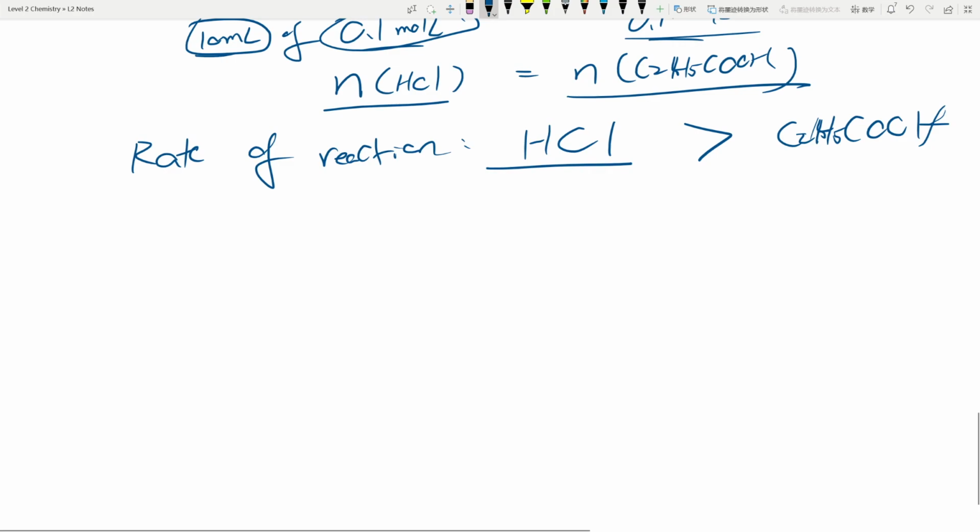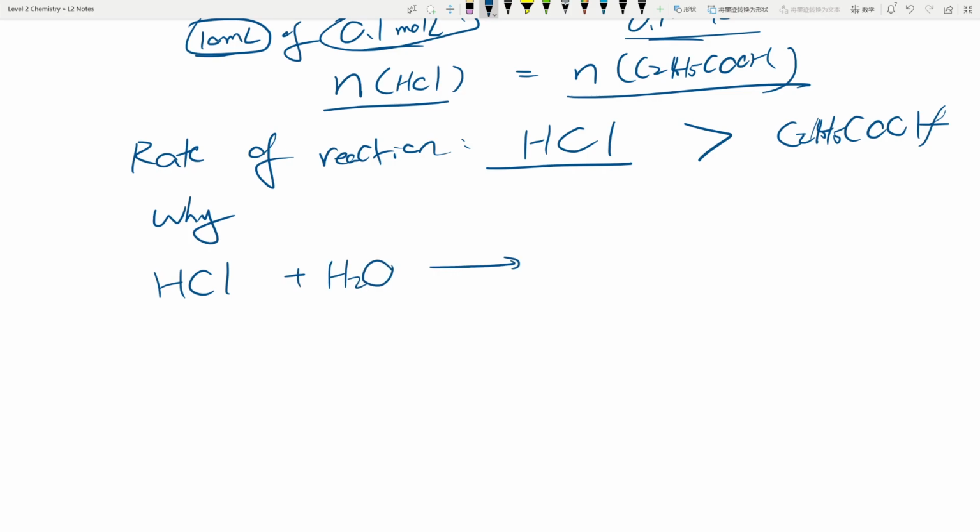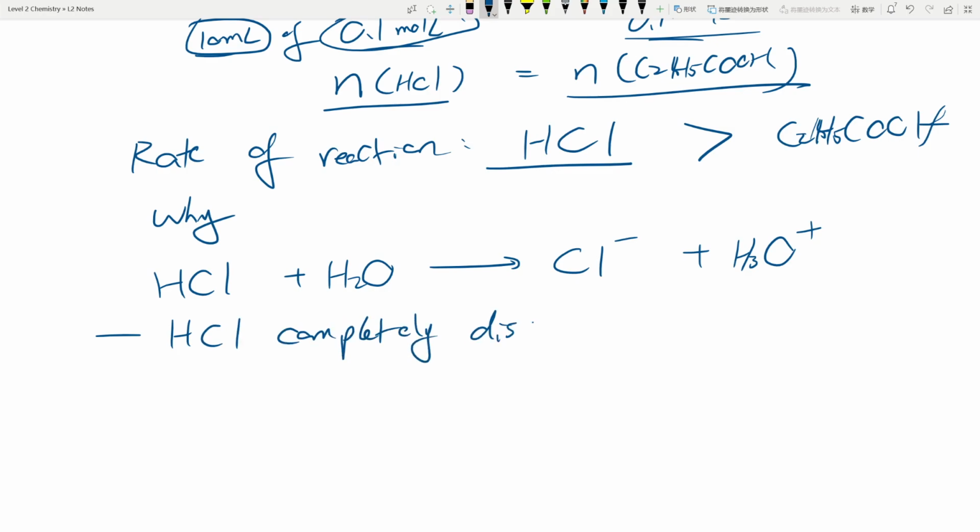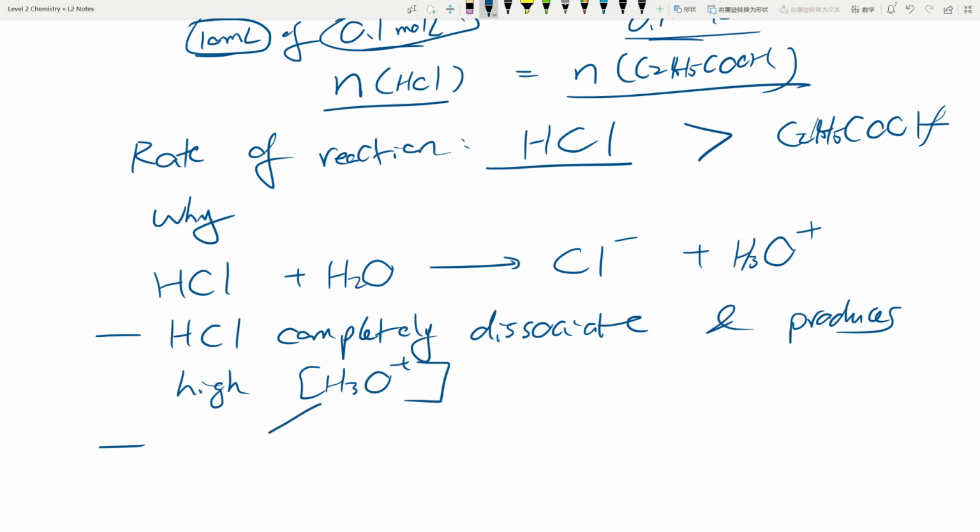Now, why is that? You're going to see this equation again. I'm just going to keep bombarding you with these equations because hopefully you're going to remember them. Why does HCl react faster? It is because HCl completely dissociates, because it's a strong acid. It completely dissociates and produces a high concentration of H3O+ ions. Now, these H3O+ ions are readily available to collide.